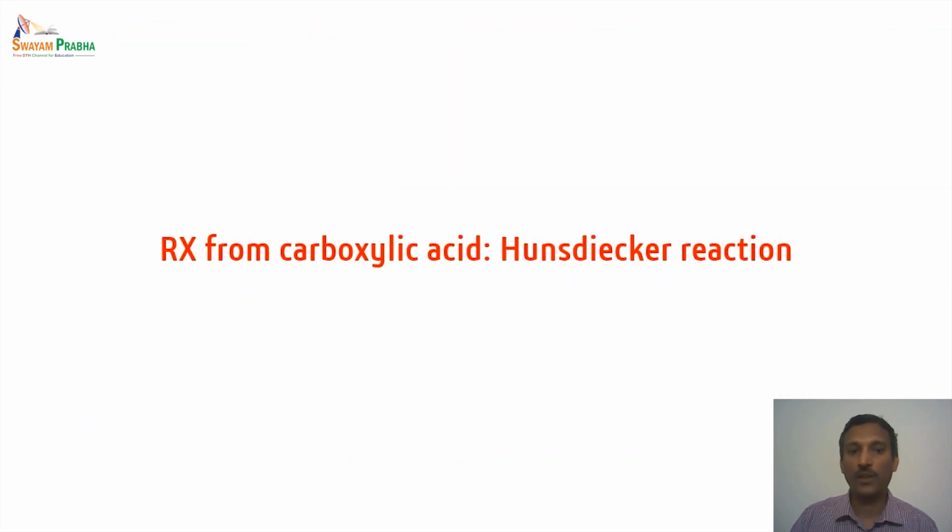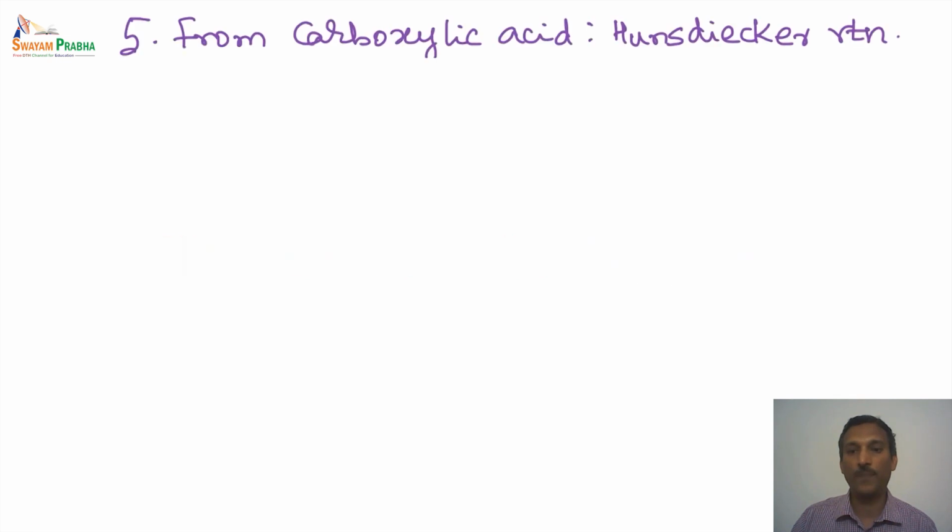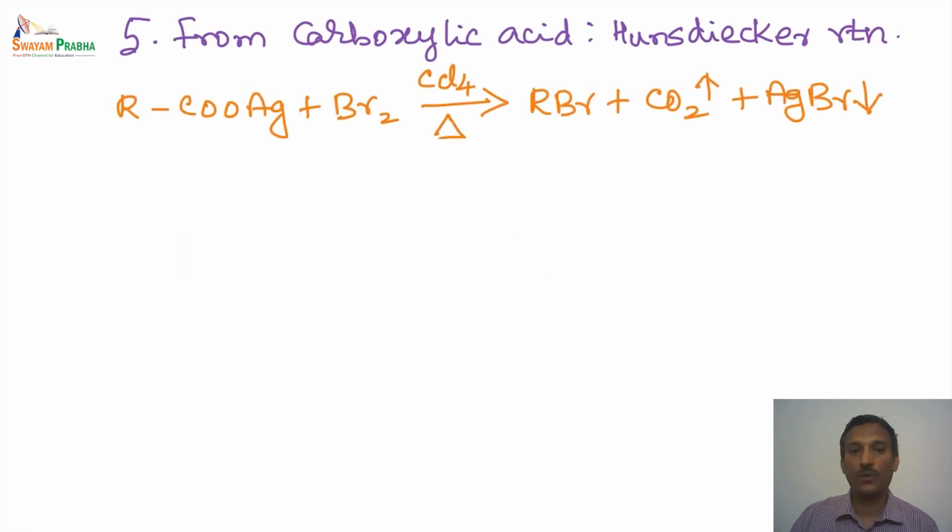The next synthetic method is preparation of alkyl halides from carboxylic acids, and this has a name reaction, which is the Hunsdiecker reaction. So let us look at what this Hunsdiecker reaction is, which can be employed for the preparation of alkyl halides from carboxylic acids. So the reaction is given here.